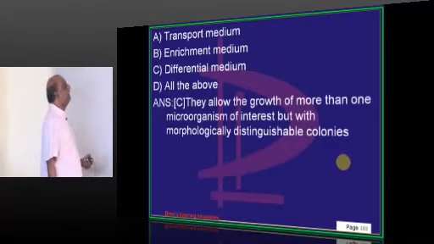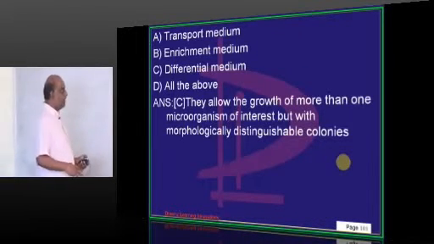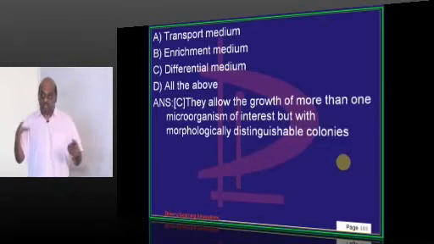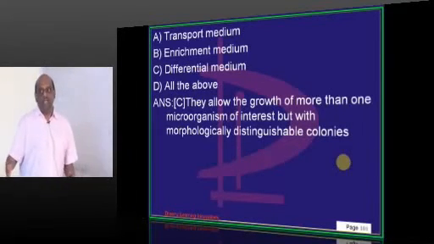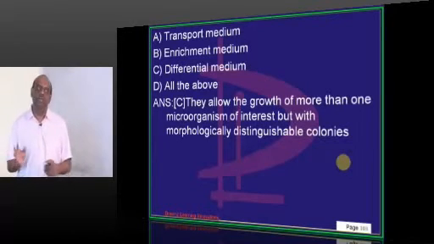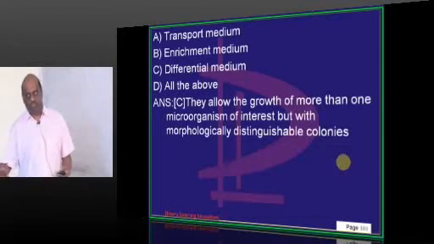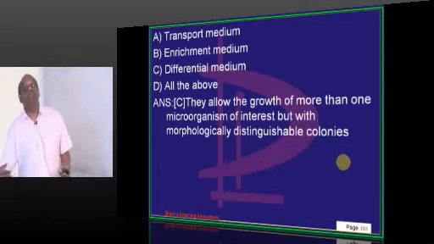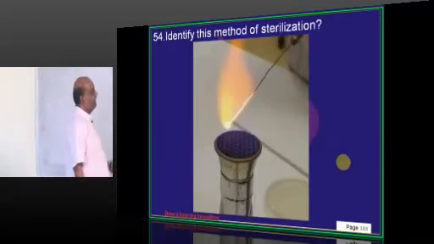MacConkey is an example of a differential medium which will allow the growth of more than one organism, including the one which is of interest to you but not others. And if you want to distinguish that particular organism from morphologically indistinguishable other organisms, the best way is to use this differential medium.